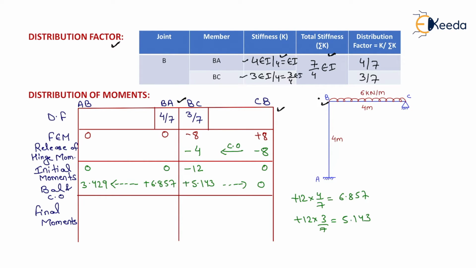Now there will be no unbalanced moment acting at joint B, so we need to calculate the final moments, for which we need to add the initial moment and the later on moments. So at AB the final moment will be equal to 3.429 with positive sign. At BA it will be equal to 6.857 with positive sign. At BC it will be equal to minus 6.857, and at CB it will be equal to 0. So we had distributed the fixed moment according to a distribution factor, and we will get the moment at AB, BA, BC and CB.